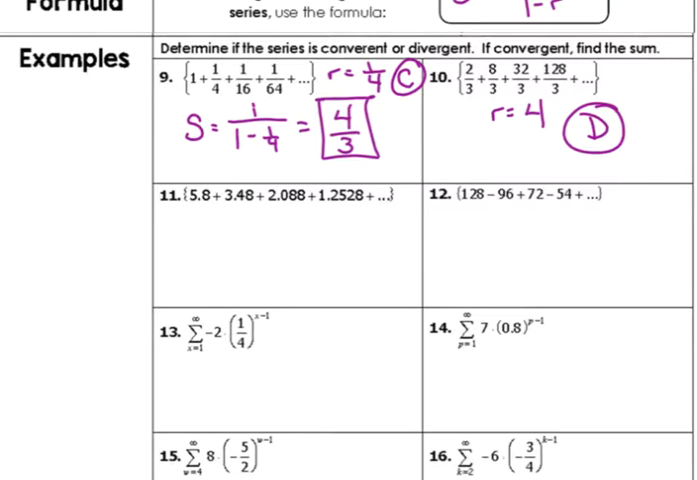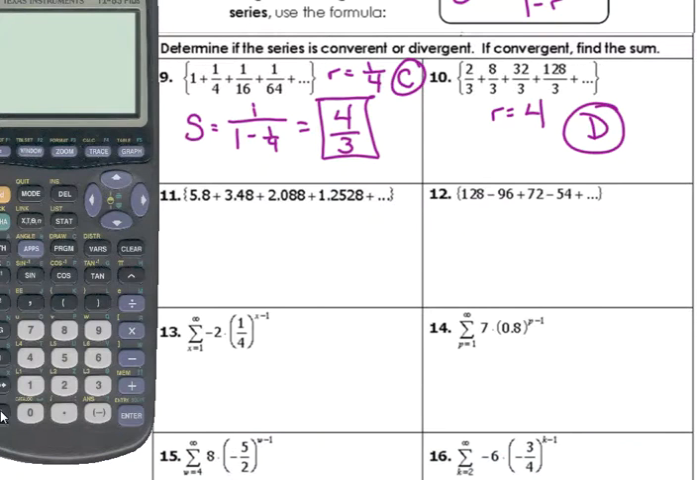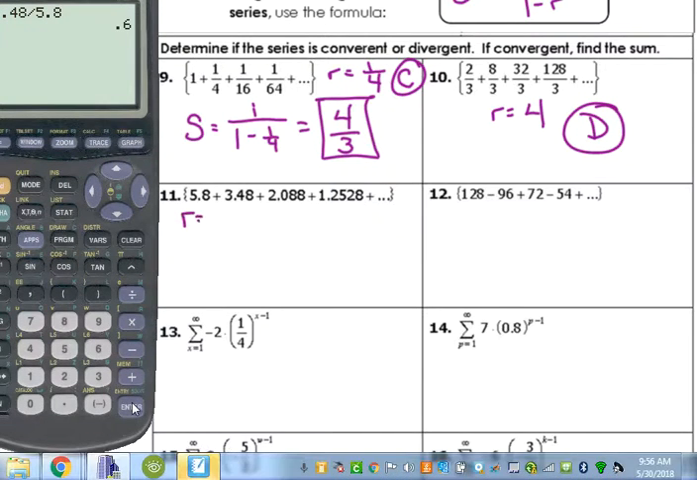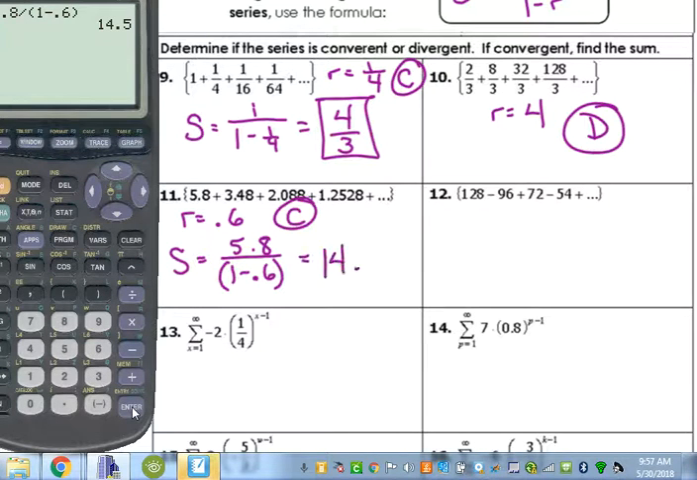Okay, 5.8, 3.48, 2.088. Looks like it's converging, right, because our terms are getting smaller, but we need to find out what R is. What do we do when it's not so obvious? We've got to divide. You take a term that's further to the right and divide it by its previous term. So R is 0.6. So this converges, so we can find its sum. It's the first term, 5.8 over 1 minus the ratio. You do need parentheses if you're typing into the calculator, not around the numerator, there's just a single number up there. So our sum is 14.5.